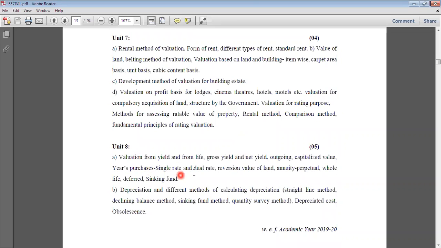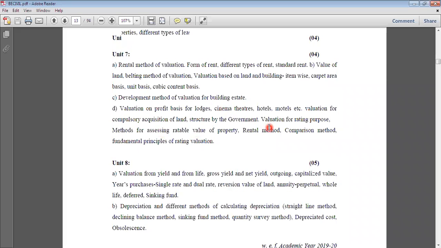And in your unit number 8, outgoings, capitalized value, yield, then years purchase, single rate, dual rate, only this part is left. Reversion value of the land, its definition, I will explain right now. Then annuity, sinking fund, then depreciation and methods of depreciation, everything we have covered. Only the left part is this definition, reversion value of the land, and a few methods.